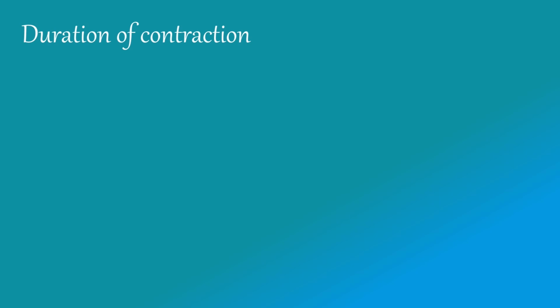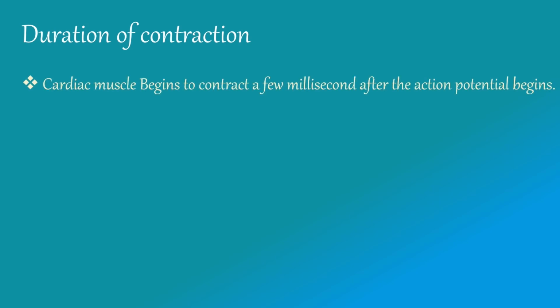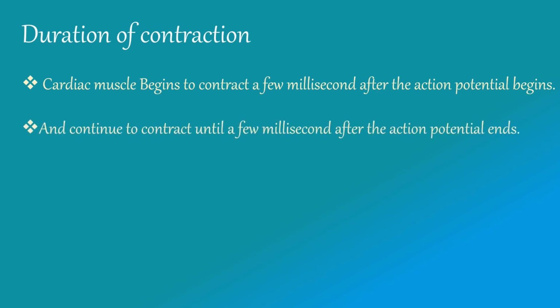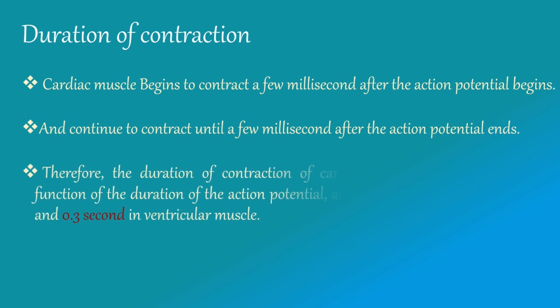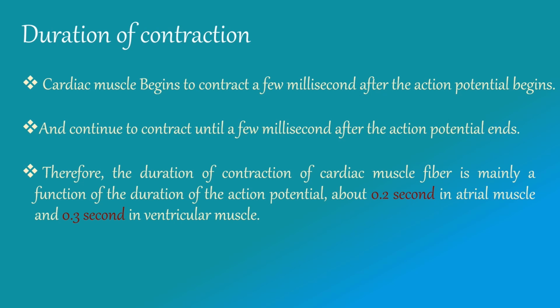Duration of contraction. Cardiac muscle begins to contract a few milliseconds after the action potential begins, and continues to contract until a few milliseconds after the action potential ends. Therefore, the duration of contraction of cardiac muscle fiber is mainly a function of the duration of the action potential, about 0.2 seconds in atrial muscle and 0.3 seconds in ventricular muscle.